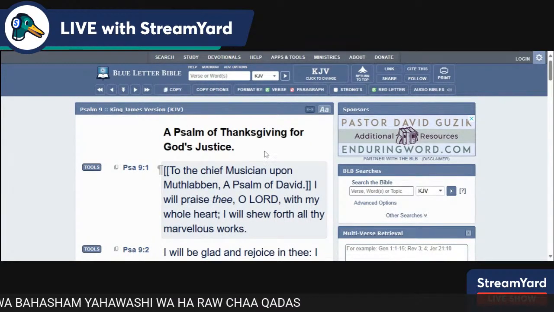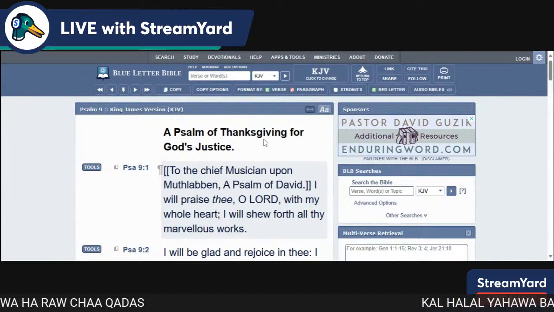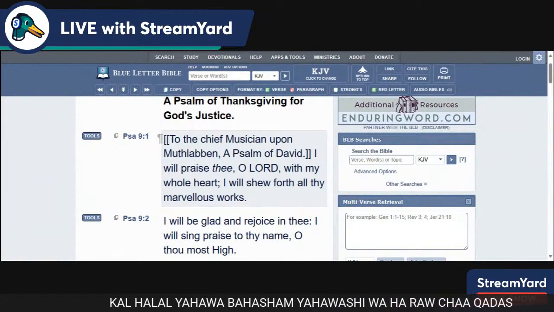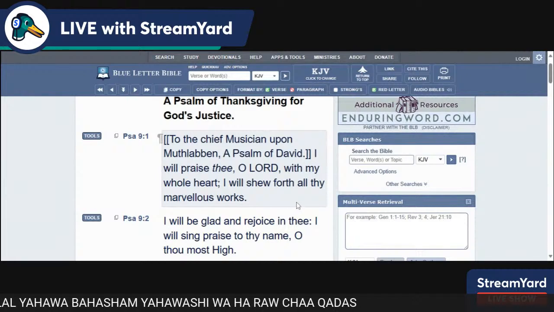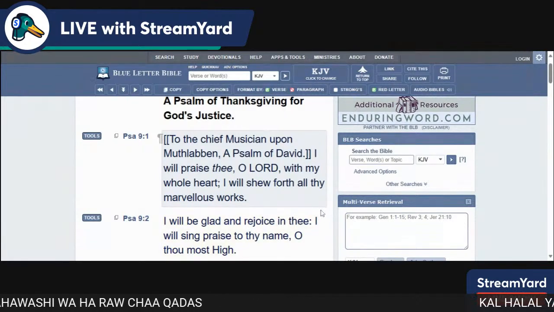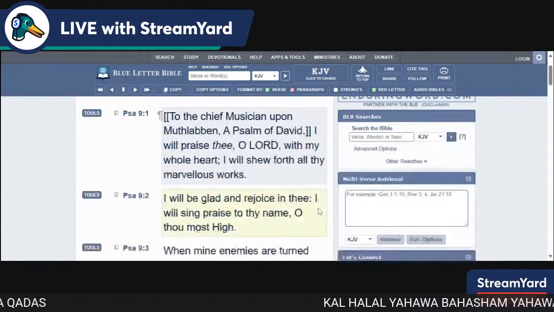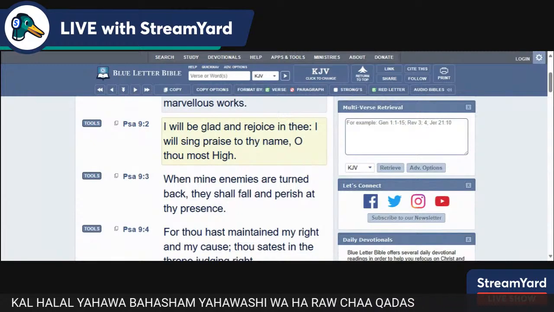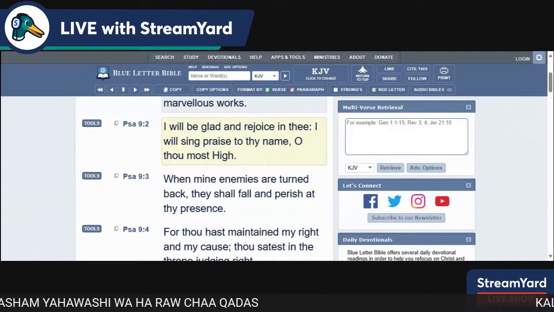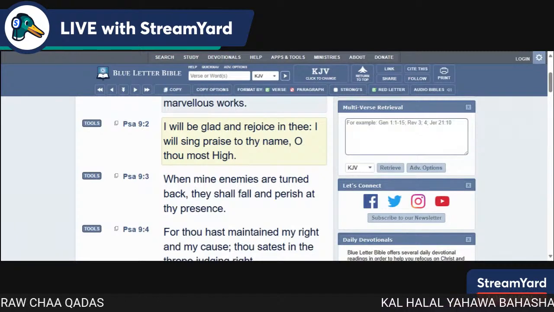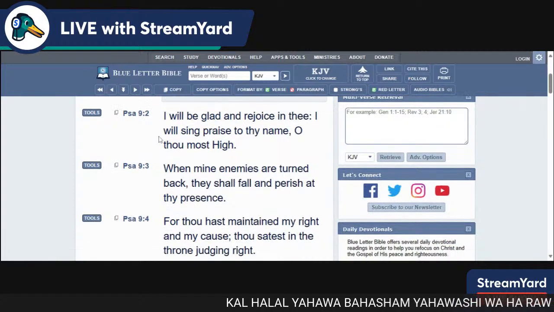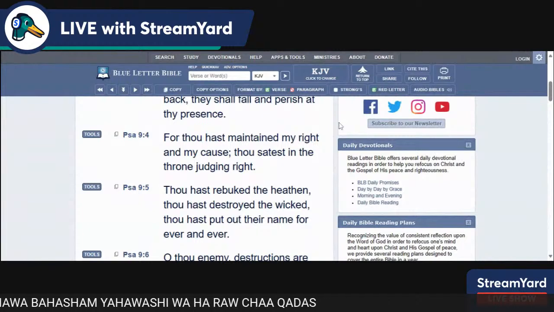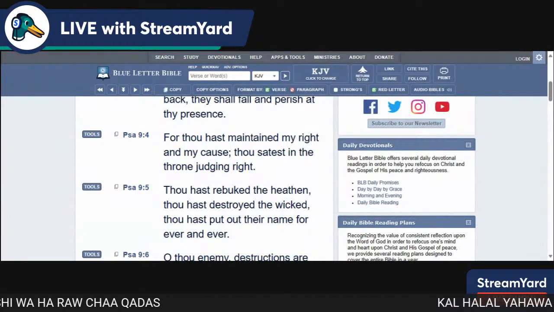Psalms 9, a psalm of thanksgiving for the Most High's justice. Okay, and this is supposed to be prayers of distress and confidence. To the chief musician upon Muth-labben, a psalm of David. I will praise thee, O Lord. My whole heart, I will show forth all thy marvelous works. I will be glad and rejoice in thee. I will sing praise to thy name, thou most High. When my enemies are turned back, they shall fall and perish at thy presence. But thou hast maintained my right and my cause. Thou sittest enthroned, judging right.